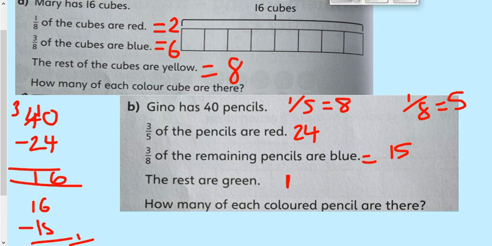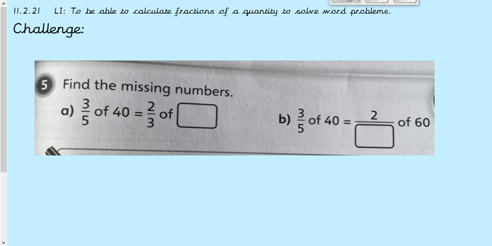So finally then, on the challenge question, it says find the missing numbers. So we've got 3/5 of 40 is the same as 2/3 of something. So this one, what you would have to do is work out what 1/5 would be of 40. Or you can work out what the value is of 3/5. So by doing that, you do 1/5 first. So 1/5 of 40, because you divide that by 5.